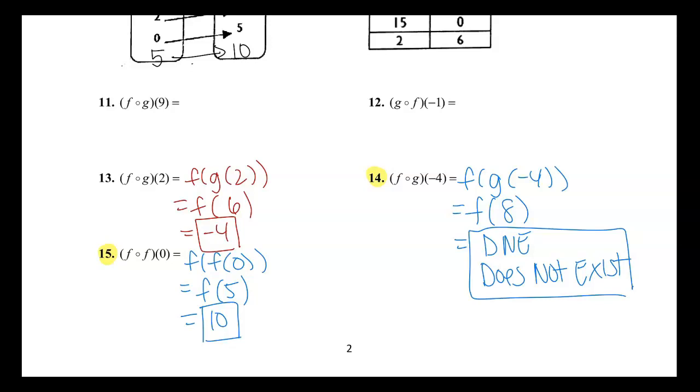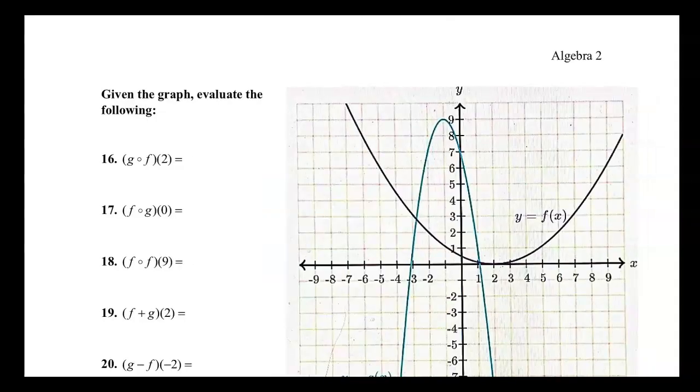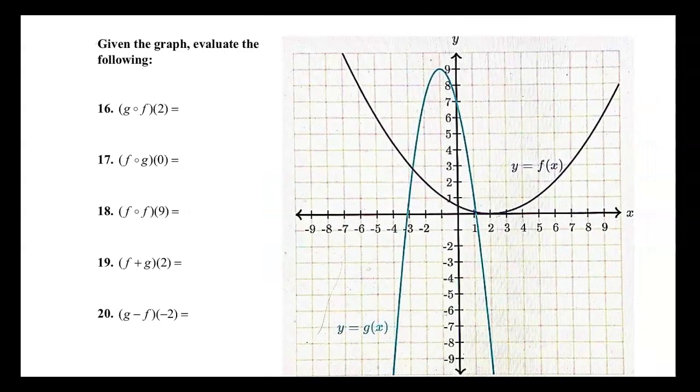We're going to look at the last page of this, and we're going to do questions 16 through 20. Not all of them, but some of them. Let me kind of recap what we've done so far. We've looked at equations, we've found our values, and we've looked at mappings and tables. We found those values as well. What we're going to look at now are graphs, and we're going to try to find our function composition value.